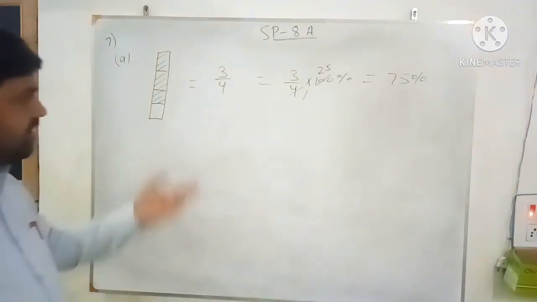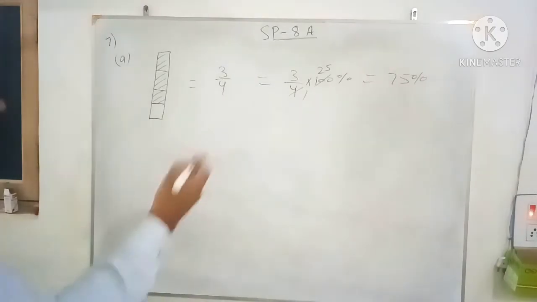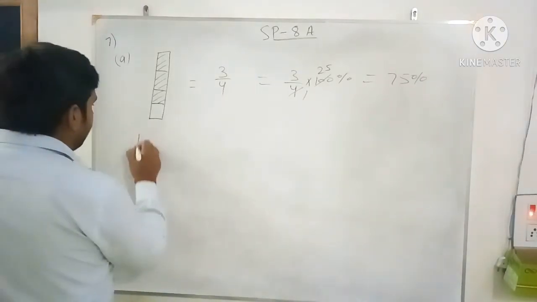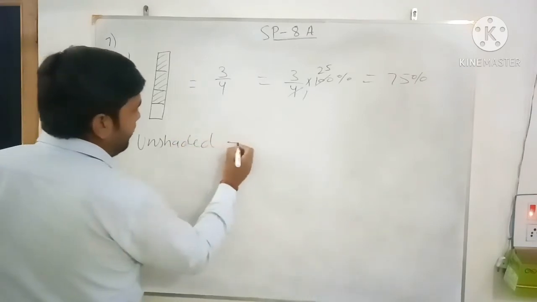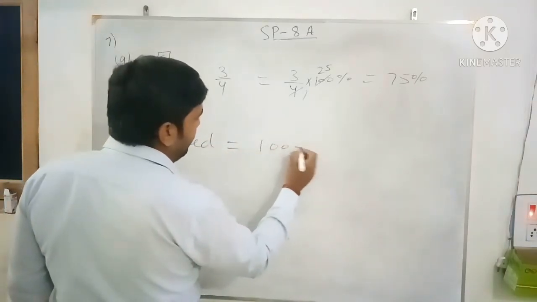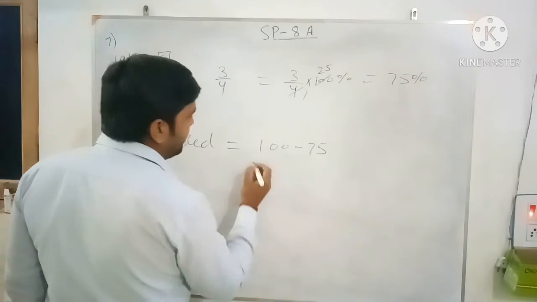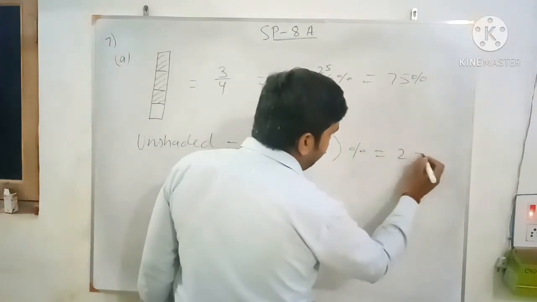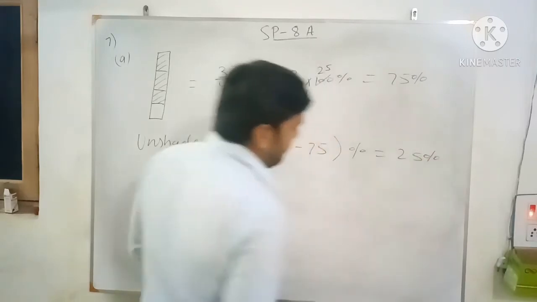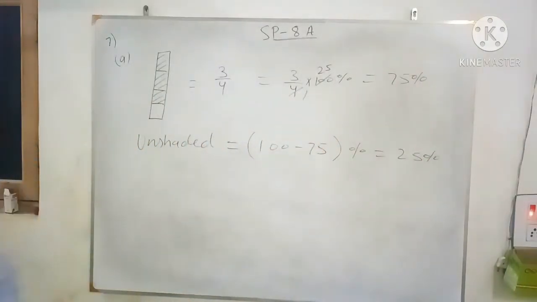So unstated percentage will be what? 100 minus 75. So unstated percentage equals 100 minus 75%. 75% is stated, so 100 minus 75% is unstated, that is 25%. 25% is unstated. Similarly, you do the question number B, C and D.